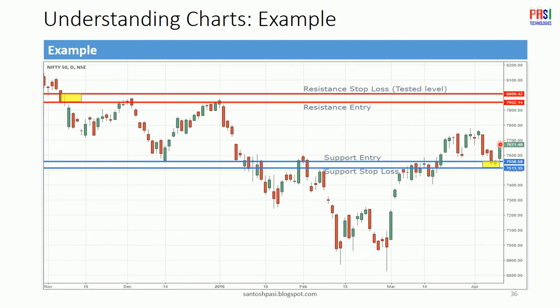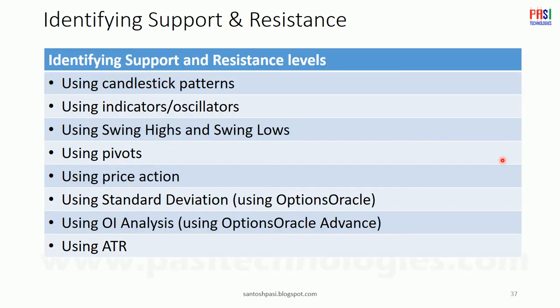So if the market moves very fast up to my resistance entry line, I'm ready to short in the assumption that the market will go down. But in case the market continues going up, then at the stop loss line I'm going to quit the trade. Same way here, if the market goes down pretty fast, at the support entry I'm ready to go long, but in case the market continues going down, then at the stop loss line I'm going to quit the trade. Now how to identify support and resistance?